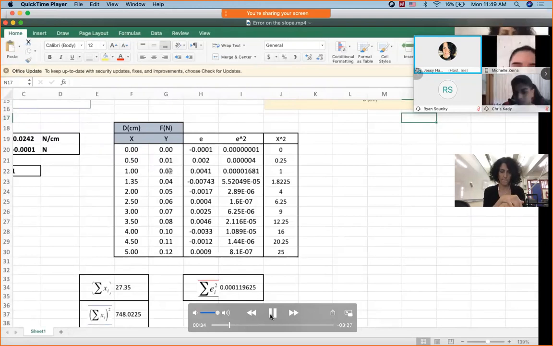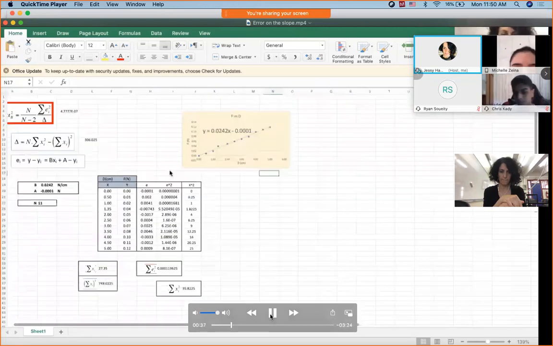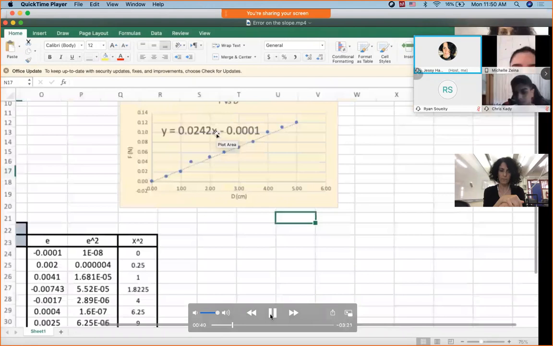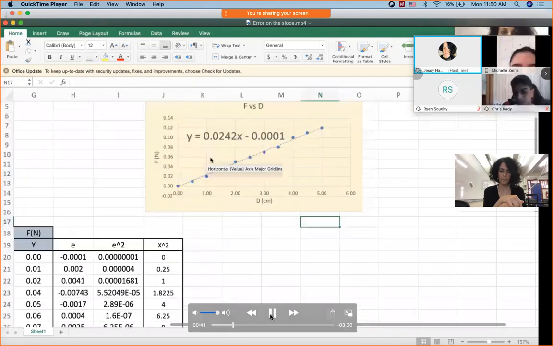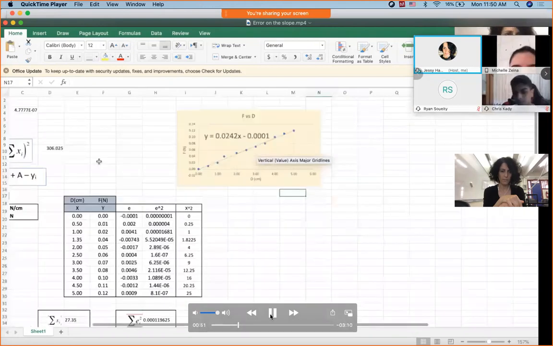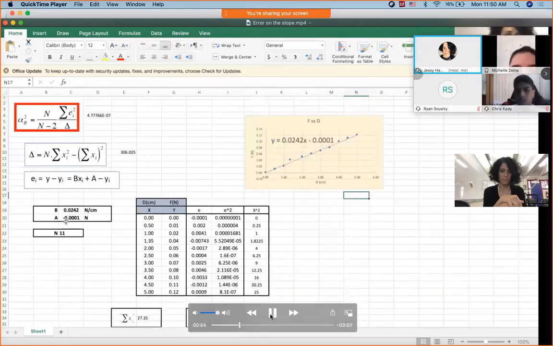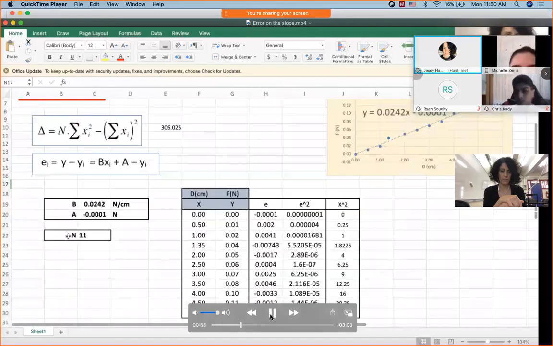And then you plot by selecting X and Y. This is the plot I had. You right click on the values and you create a trend line. You add equation. The equation is beneficial because it could give me the slope B and the y-intercept A. I've written the y-intercept and the slope in this box. N is equal to 11, the number of trials or the number of measurements or the number of points on the graph.